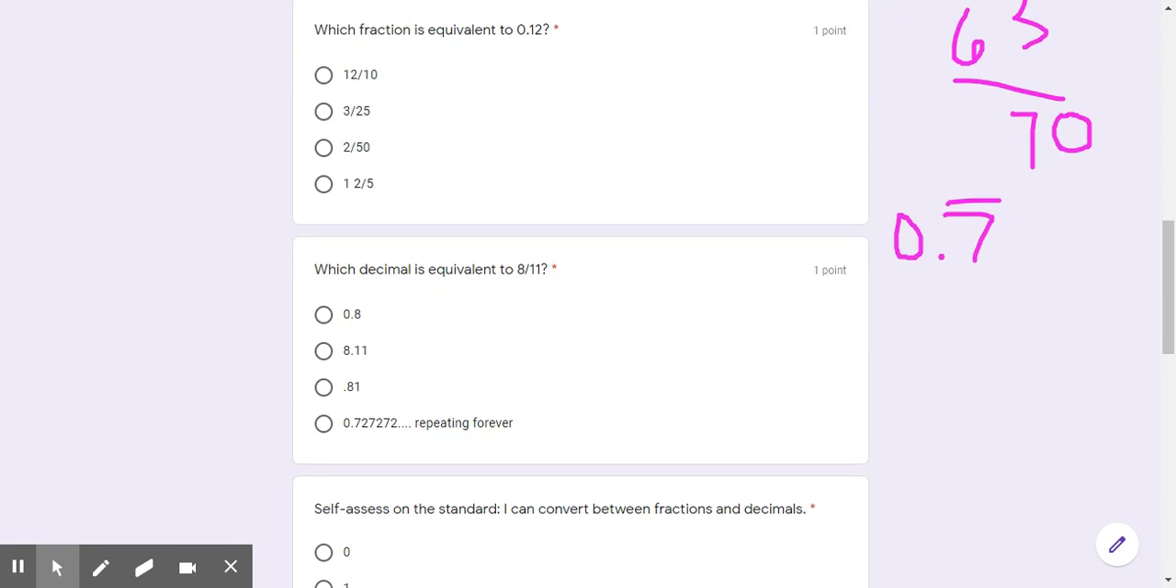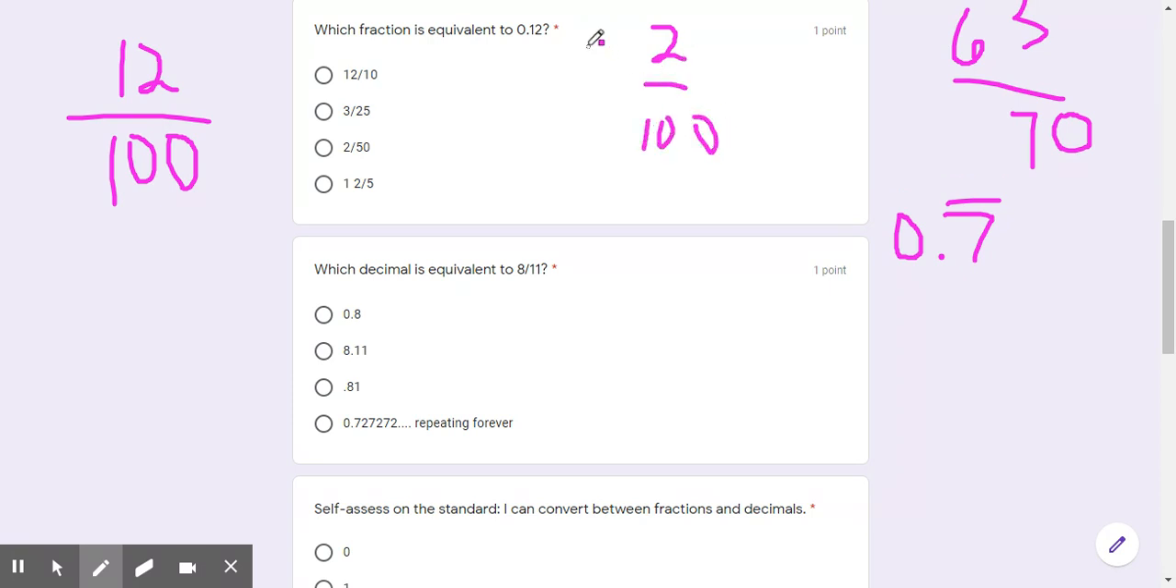All right, which fraction is equivalent to 0.12? I know that 0.12 is the same thing as 12 hundredths, because there is a 2 in the hundredths place, which is 2 hundredths, plus a 1 in the tenths place, which is 1/10. 1/10 is the same thing as 10 hundredths. So 10 plus 2 equals 12 hundredths.